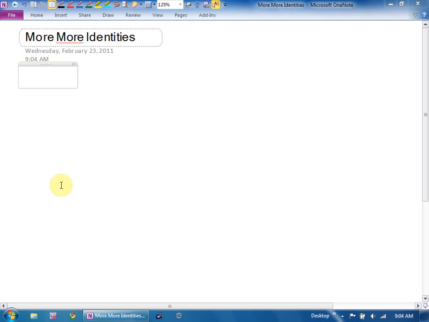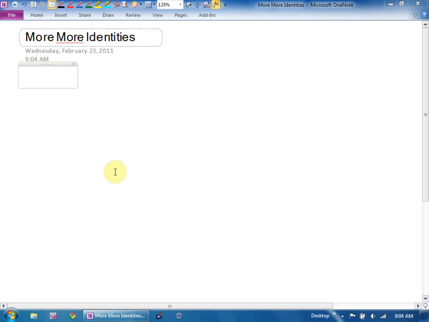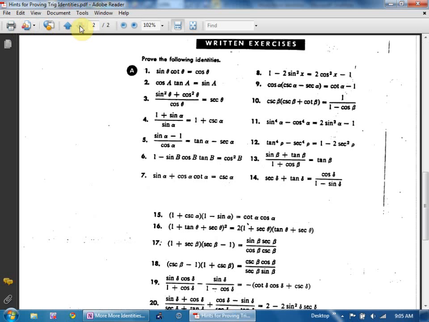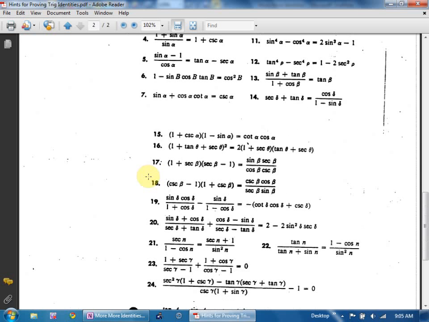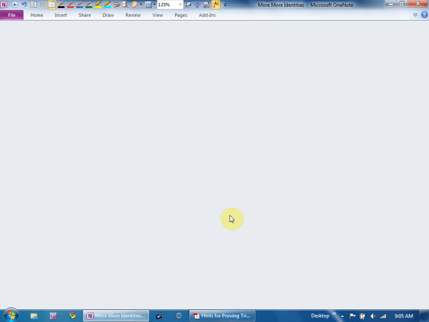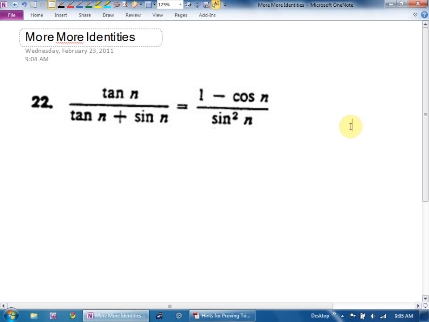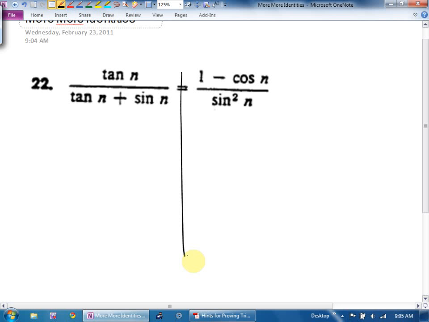Continue. So I just gave you your take-home quiz, and give me a second. I need to go find hints for proving trig identities. Bring that puppy up. And let's try, what, 22? Okay, sure, let's try 22. Tan n all over tan n plus sine n equals 1 minus cos n all over sine squared n. All right. Suggestions.